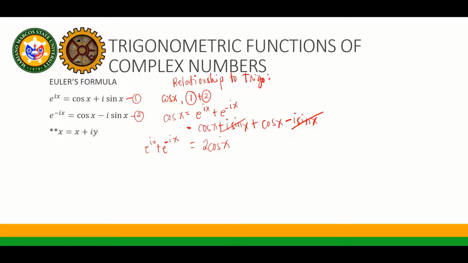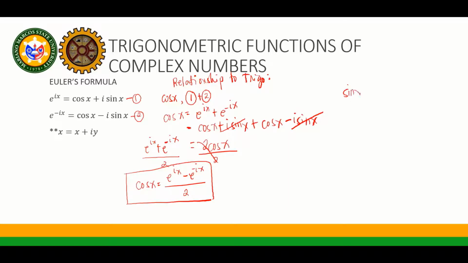Now, we are only looking for the value of cosine x. So, let's divide both sides by 2. And we have our formula for cosine x. That is e raised to ix plus e raised to negative ix all over 2. So, this is what we will use as the substitution for cosine x.